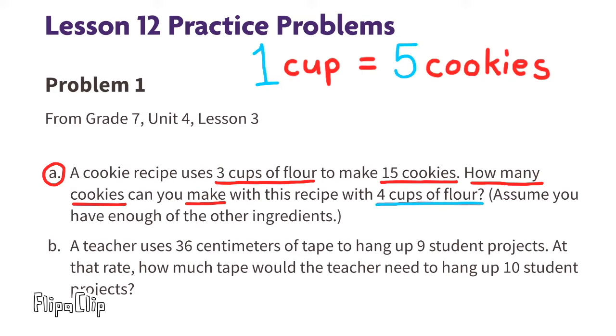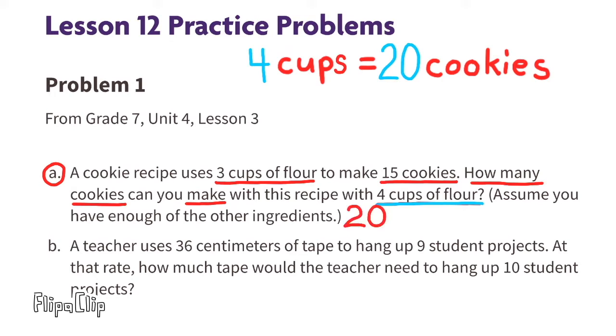Now we can find out how many cookies we can make with 4 cups. 1 times 4 equals 4 cups of flour, and 5 times 4 equals 20 cookies. So you can make 20 cookies with 4 cups of flour.